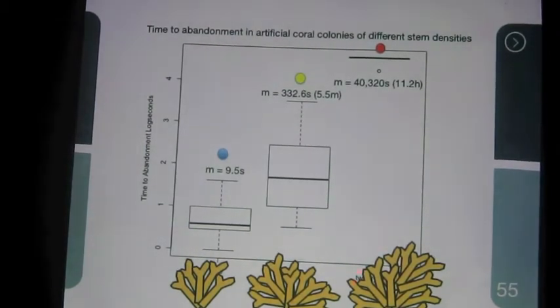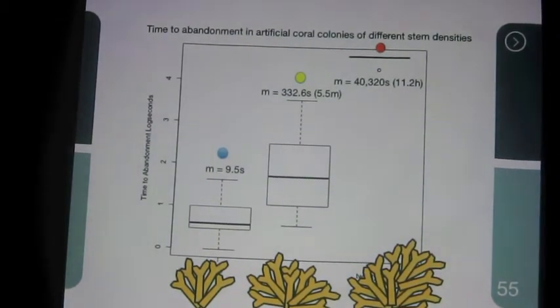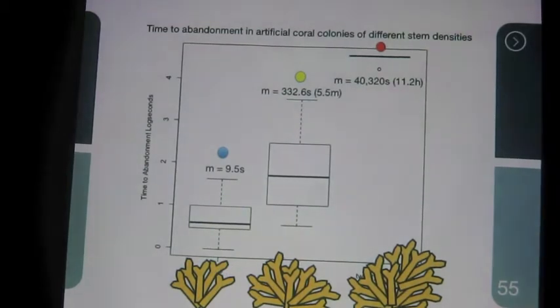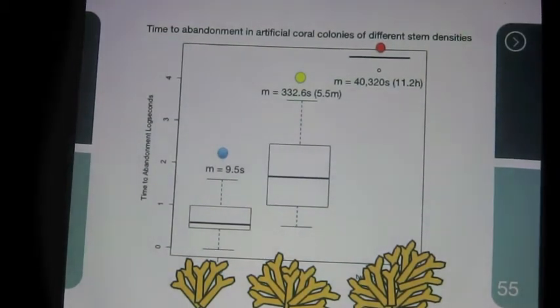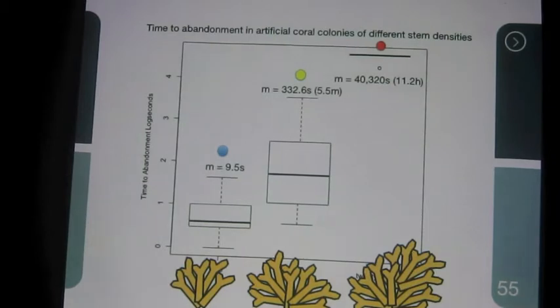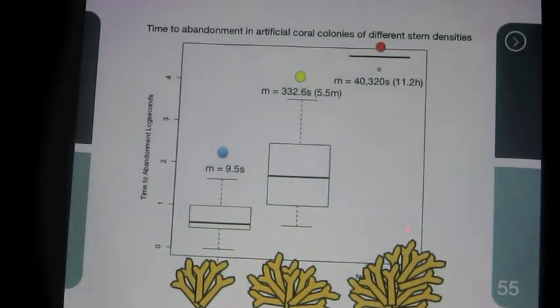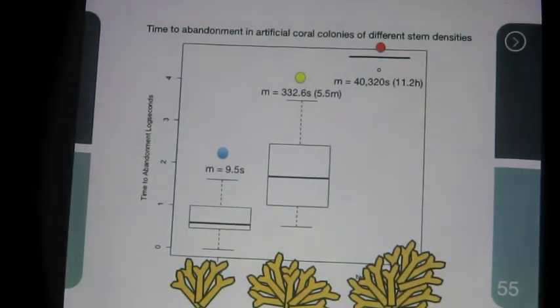But when you go up to 25 branches, you're up to 40,320 seconds, or at least 11.2 hours. And the numbers for this were actually slightly greater because I got bored after 12 hours of watching corals. And so I would just, all right, you win, you're staying. I left it at that point. Come back 24 hours later, many of the crabs are still there.